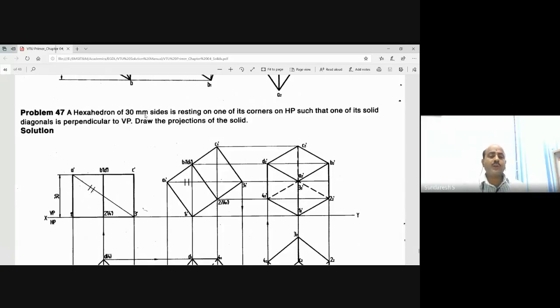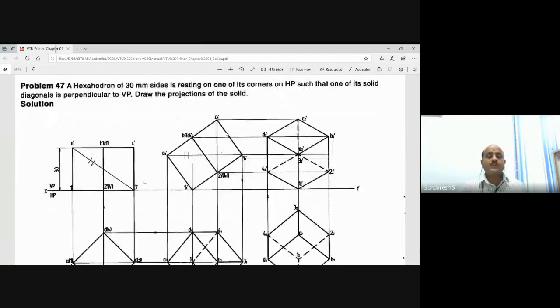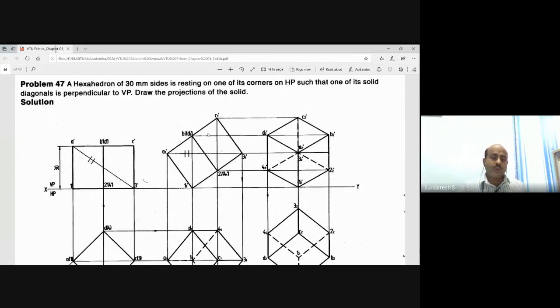A hexahedron of 30 millimeter sides is resting on one of its corners on HP such that one of its solid diagonals is perpendicular to VP. Draw the projections of the solid. This is one of the most important problems from the examination point of view.